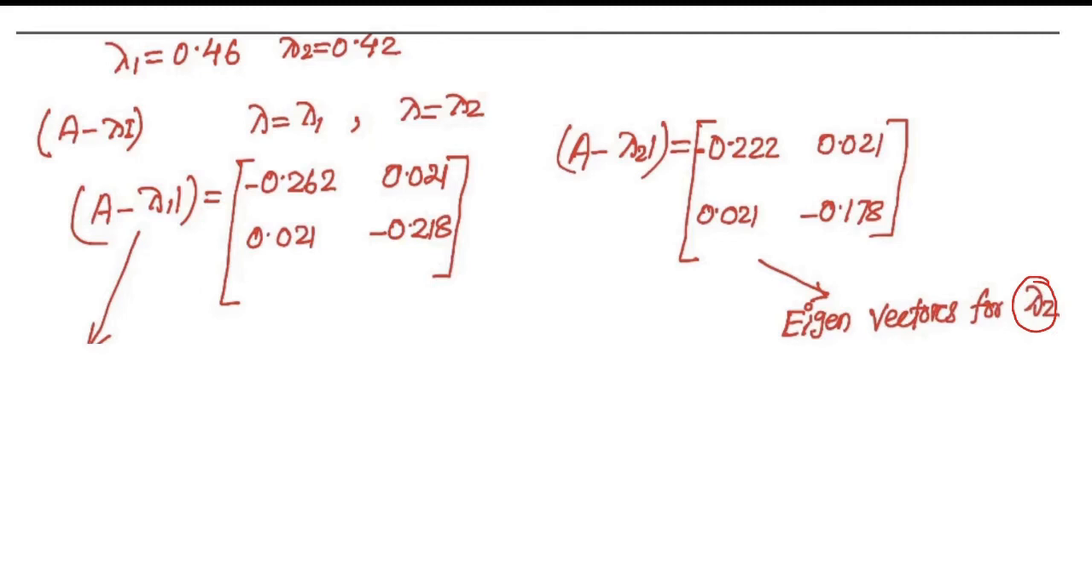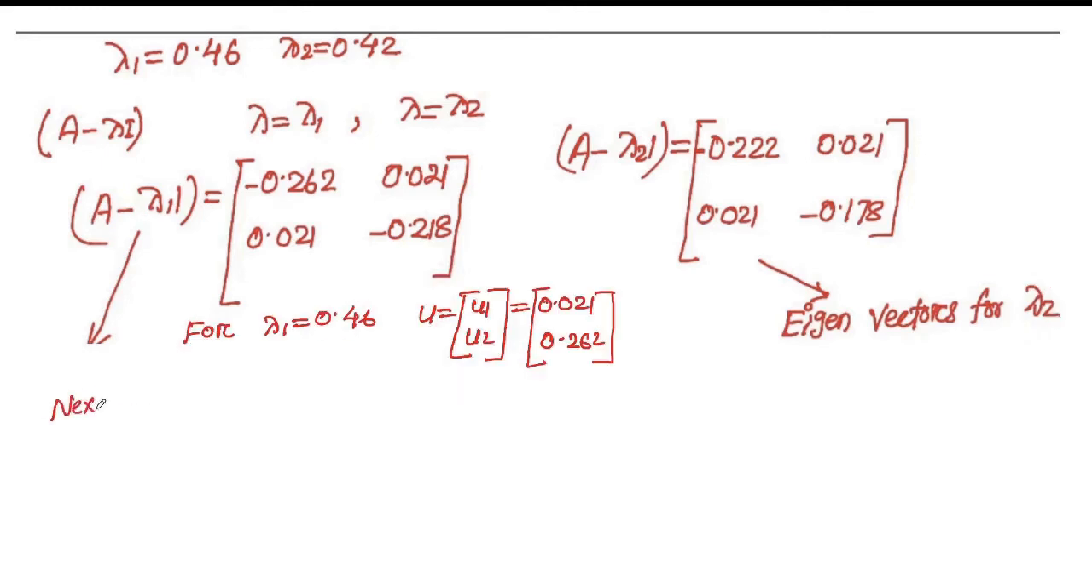However, in this case, we are interested in evaluating the eigenvector only for one component, that is lambda 1, which is the maximum of these two values, lambda 1 and lambda 2. And we got the eigenvector for lambda equal to 0.46 as U equal to 0.021, 0.262. With this eigenvector, we will compute the next step for the computation of PCA.